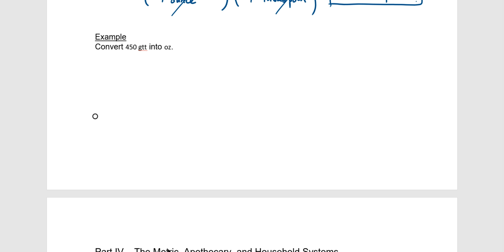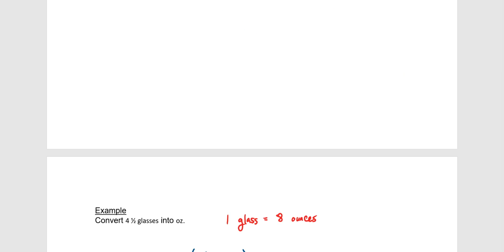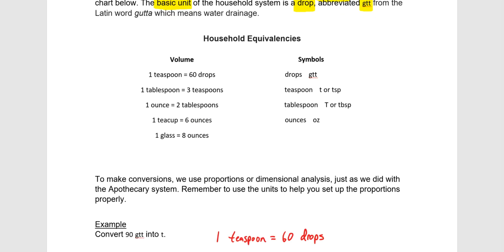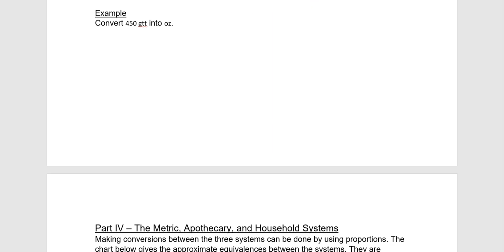Okay, let's do one more here. So let's convert 450 drops into ounces. So going up to the table, we want drops to ounces. So here is drops, here is ounces. They're not going to be direct. So we're going to have to convert from drops to teaspoons, teaspoons to tablespoons, and then tablespoons to ounces. So we're going to have a couple different conversions going on here. So let's write those all out for the question.